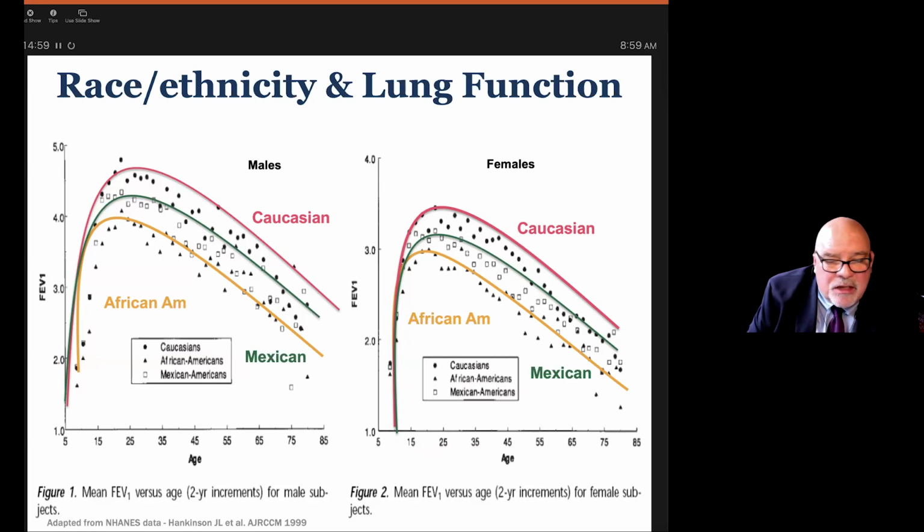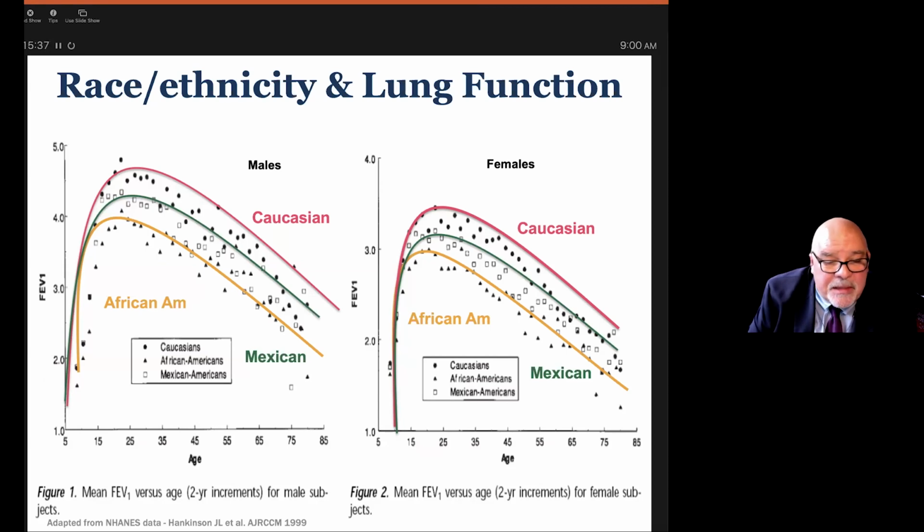So if I tell you Johnny's at the 70th percentile for height, you intuitively know that Johnny is taller than 70% of people his age, gender, and race, and shorter than 30% of the population. Well, that's what we do in medicine. If you're African-American, we want to compare you to African-Americans. If you're Mexican, we want to compare you to Mexicans. If you're white, we want to compare you to whites. You'll notice that there are no Asian equations, no Southeast Asian equations, so those populations get compared to being white.